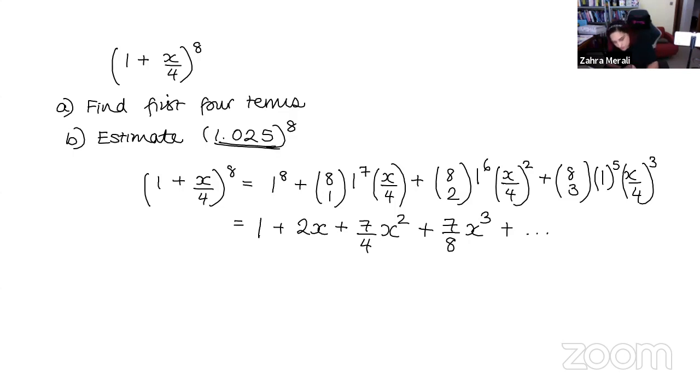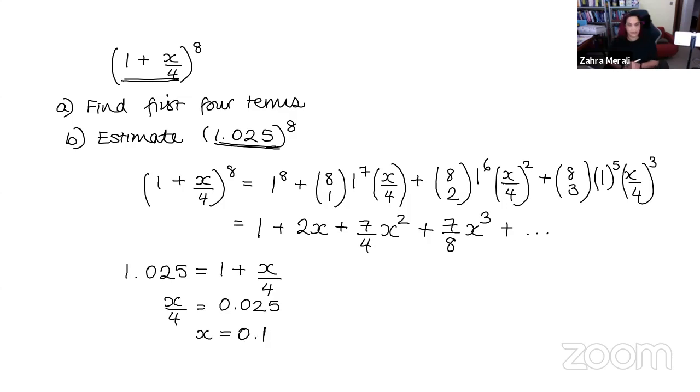Part B, we now compare 1.025 to 1 plus x over 4. And so when we compare it, we can find a value for x. So we're going to do 1.025 equals 1 plus x over 4. So this gives you x over 4 must be the same as 0.025. So therefore x is the same as 0.1. And so what we can do is we sub in 0.1 into here.